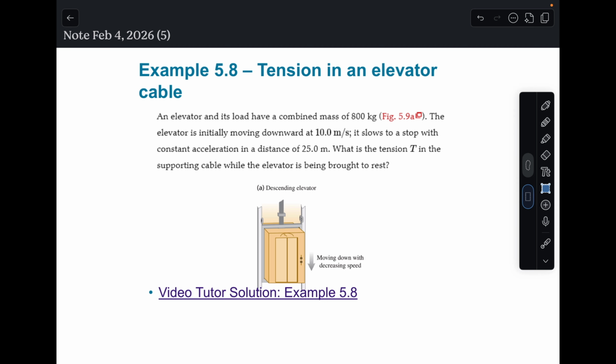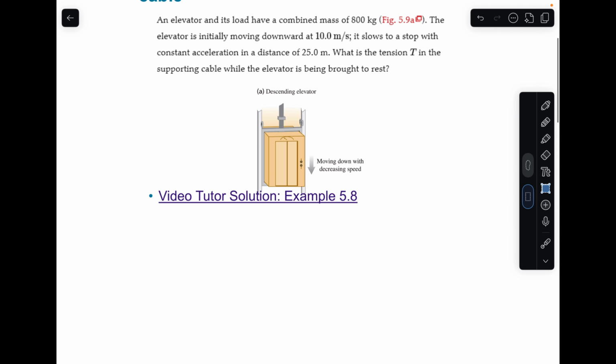During that slowdown, it's feeling a constant acceleration, and the distance of the slowdown is 25 meters. The question is, what is the tension in the cable while the elevator is being brought to rest? So the elevator is in motion and it's accelerating, so we need to apply Newton's second law to this elevator. Let's draw a free body diagram of the elevator. The elevator and you weigh 800 kilograms. So that's going to be the weight.